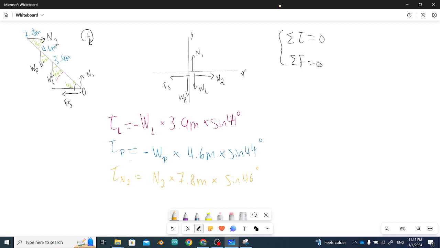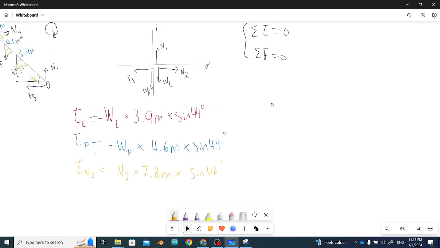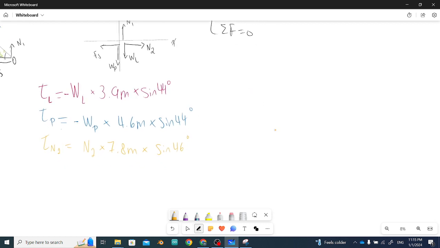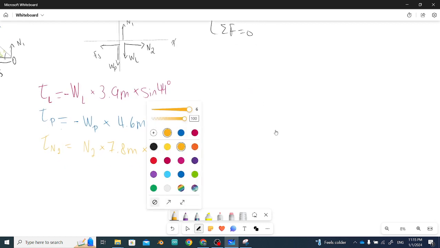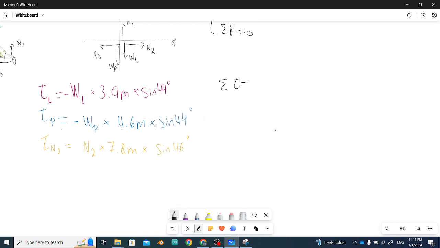So now, let's move that a bit. Now, the sum of torque is equal to 0, but it's also equal to the torque of the ladder plus the torque of the painter plus the torque of normal 2. So it's equal to 0, but the sum of torque is equal to the sum of all torques that we have. And those are the 3 torques that we have. So let's replace all of them.